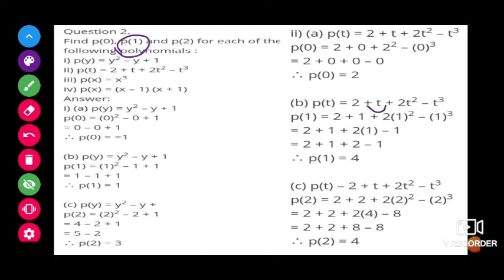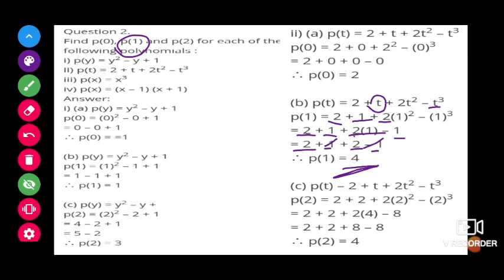Next, come for P of 1. In the place of t we have to place 1. So place 2 as it is, and plus t, in the place of t, 1. Minus t cube, that is 1 cube. Now 2 plus 1 as it is, 2 into 1 square. 1 square means 1 only. So 2 into 1. Next minus 1 cube. 1 cube also is 1 only. Now 2 plus 1, 2 ones are 2, minus 1. Now plus 1 minus 1 will get cancelled. The remaining 2 plus 2 is 4.